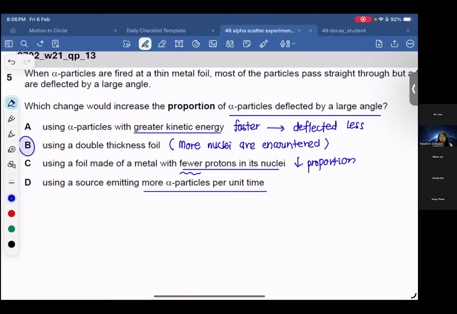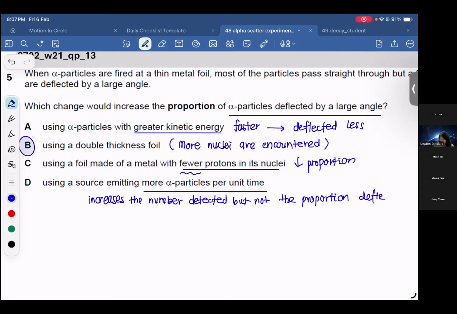Then D, using a source emitting more alpha particles per unit time. Seems like this one is okay, right? We are having more alpha particles per time, but actually this will just increase the number detected but not the proportion deflected. It doesn't increase the proportion, but B is the correct answer.